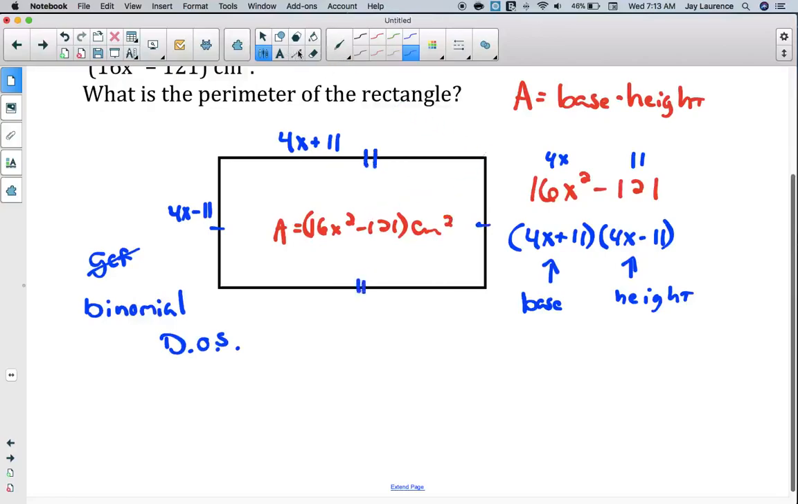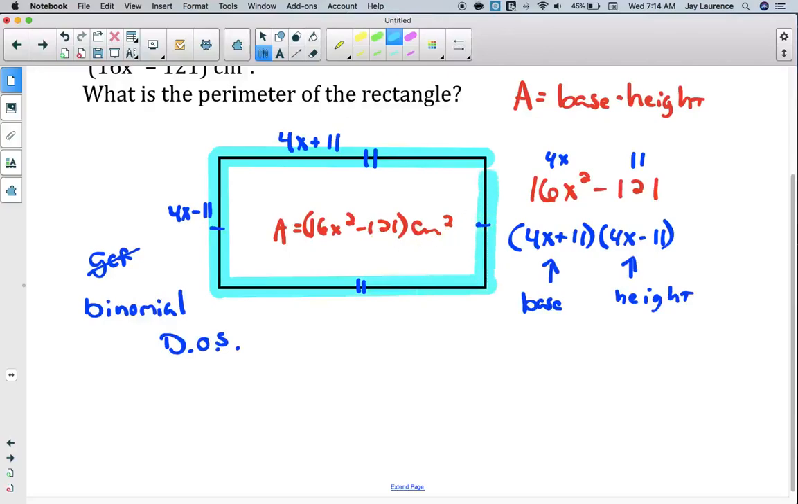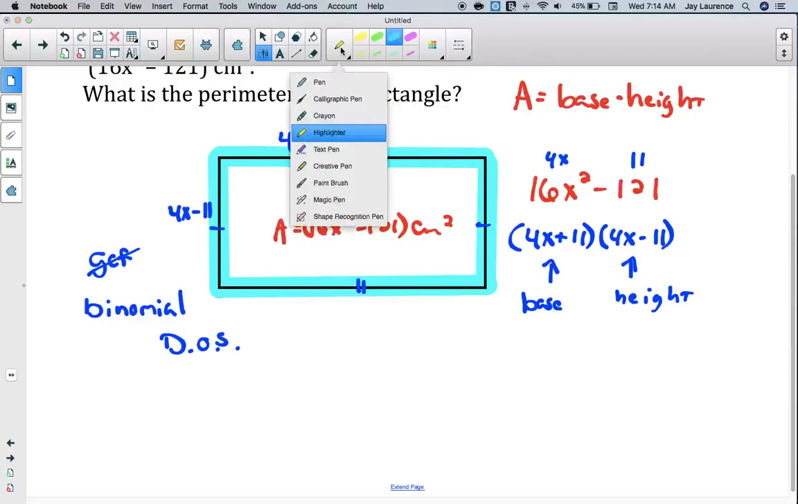So let me get some highlighter out here. Hold on a second. All right. So if I walk this distance, how far have I gone? Well, I've gone 4x plus 11 units, or centimeters, I think, in this problem. Now when I come here, I'm up to 8x, right? But my 11s have canceled out, so I've walked 8x centimeters. And now I go another 4x plus 11. And so that would be 12x plus 11. And then when I go this distance, I go another 4x. So I'm up to 16x.